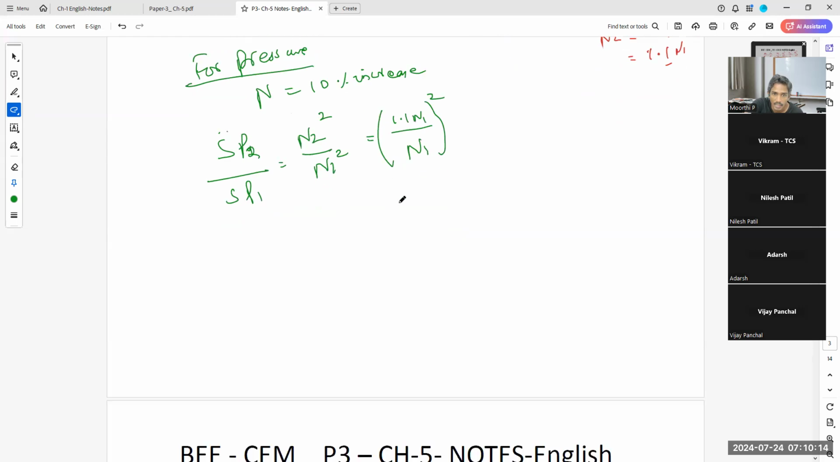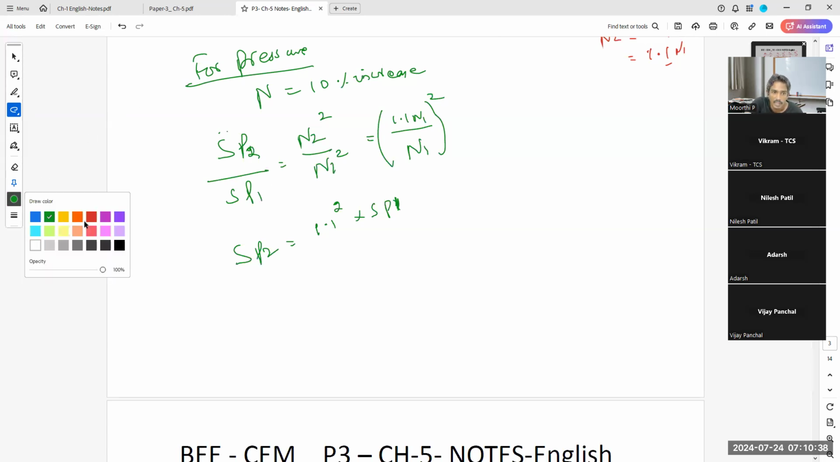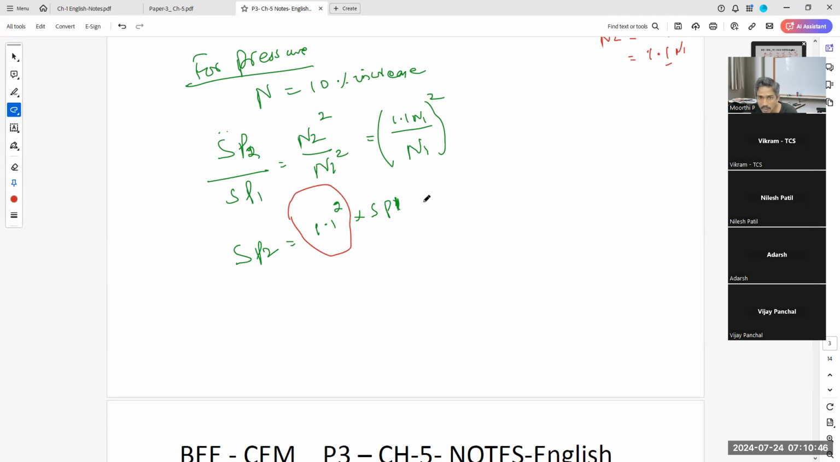Next, I need to calculate SP2. SP2 equal to 1.1, that means N1 cancels, N1 square into SP1. SP1, no need to write the value, only how many times. This is very important. How many times or how many percentage, this is very, very important. Next, tell me the value quickly. 1.1 square. Tell me the value quickly.